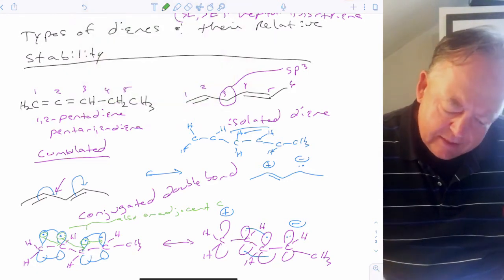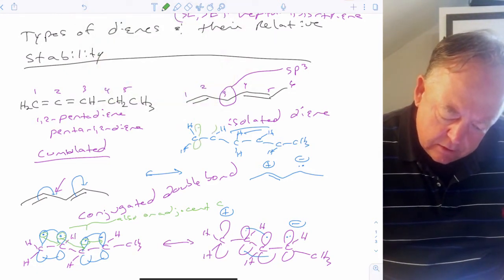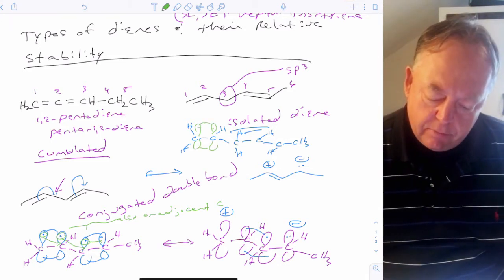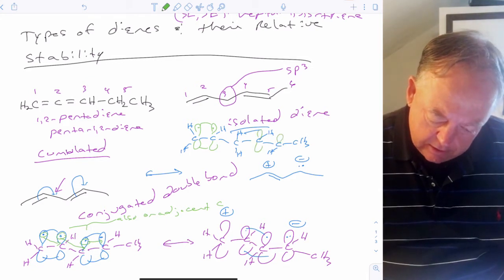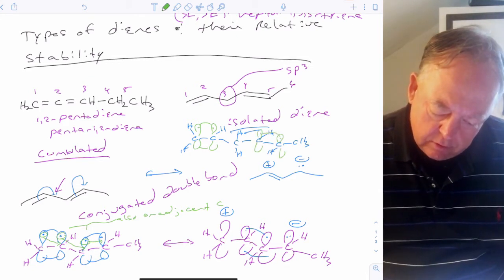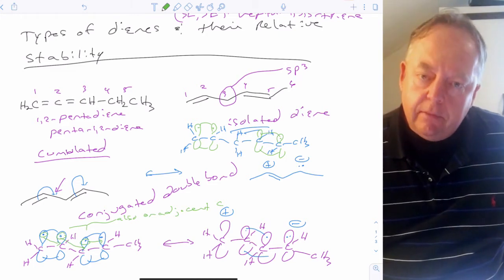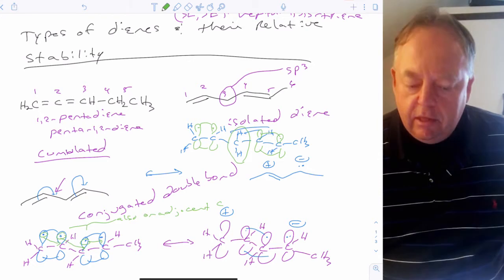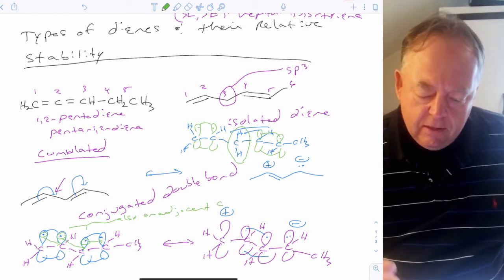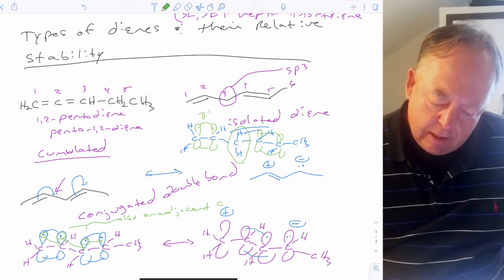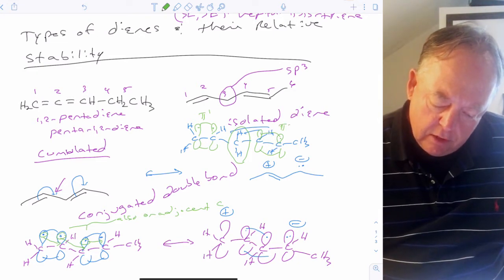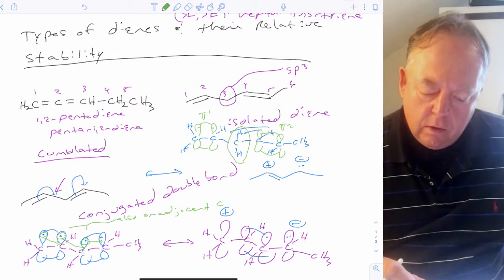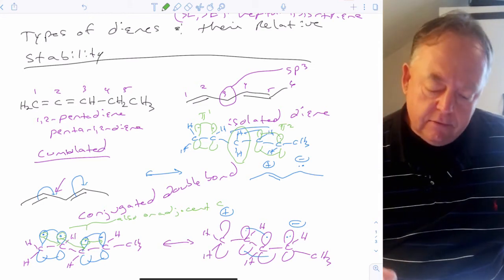So if we sketch the pi system here, then those two p orbitals are on adjacent carbons, so they overlap, so there's a pi bond there. And then these two p orbitals are on adjacent carbons, so they overlap to make a pi bond. But because there's an sp3 hybridized carbon in the middle, there is no p orbital there, so the electrons in the pi system, let's call that pi system 1 and pi system 2, are isolated from each other, and those electrons cannot move from pi 1 system to pi 2 system, and vice versa.